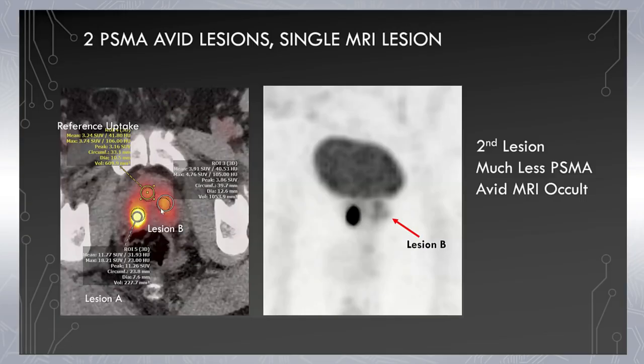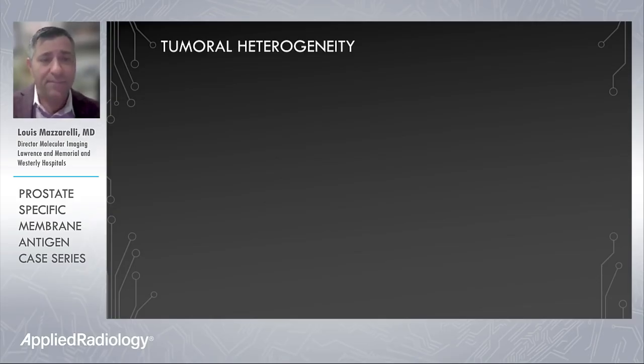And then we see the second focus of uptake in the left peripheral zone, more anteriorly, and that correlates with this lesser region of uptake within the left peripheral zone. So very interestingly, there are two lesions. The second lesion is much less PSMA avid and is MRI occult. So it's a case of tumoral heterogeneity.